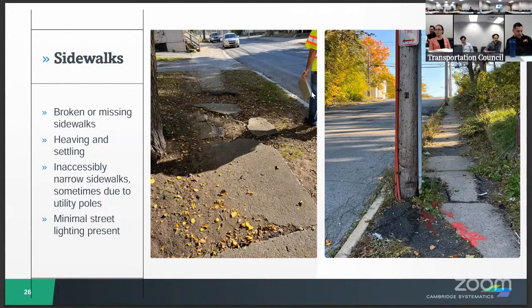Broken or missing sidewalks are common. We know this, but this is some documentation of just how widespread that problem is. Even when there are sidewalks, there are heaving issues and settling that have created gaps, and there are accessibility issues related to that. Inaccessibly narrow sidewalks, even when they're there, and this is a combination of bad condition and narrowness that you're seeing here. And something that we just keep seeing overall is problems of not enough street lighting. We hear that from the public, and we've seen it in the street.